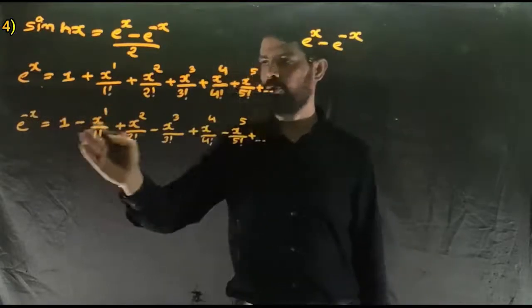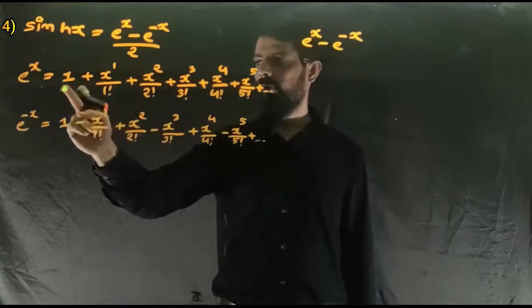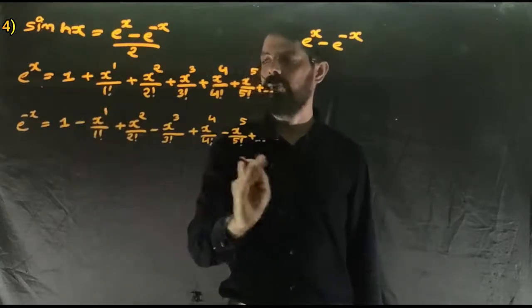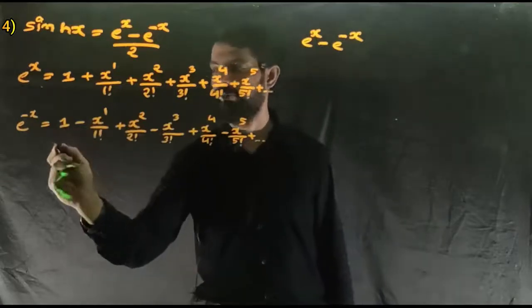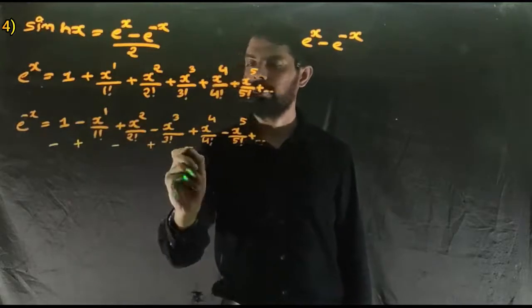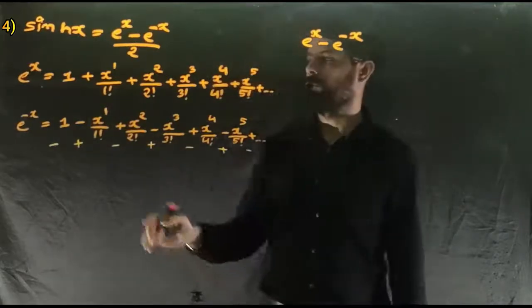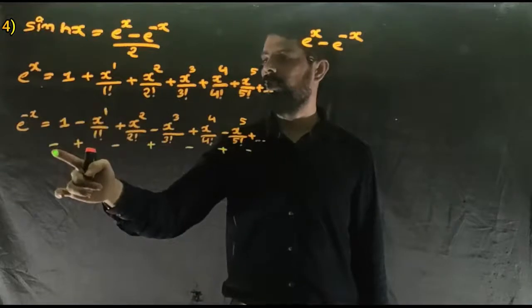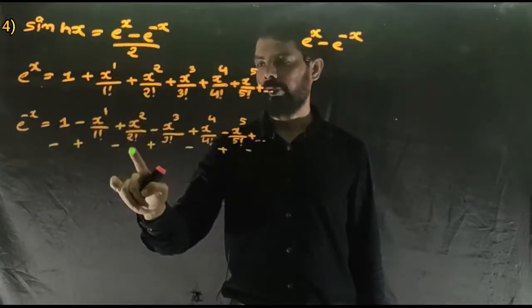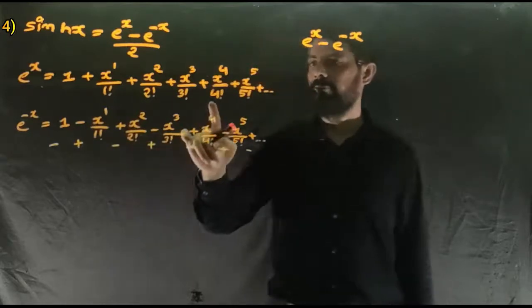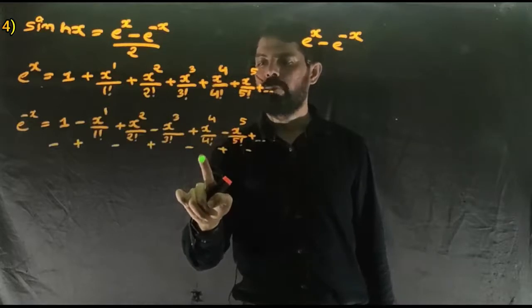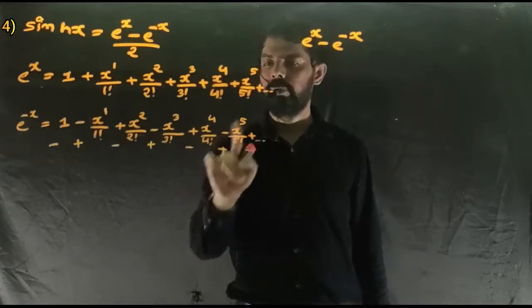If we subtract these two, then 1 and 1 will cancel out, because the sign of all these terms will be changed. Here it is plus, then it will be minus; this will become plus, this will become minus. Plus, minus, plus, minus. So 1, 1 will cancel out. In the same way, x square by 2 factorial minus x square by 2 factorial will be cancelled out, and plus x raised to 4 by 4 factorial minus x raised to 4 by 4 factorial will be cancelled out.